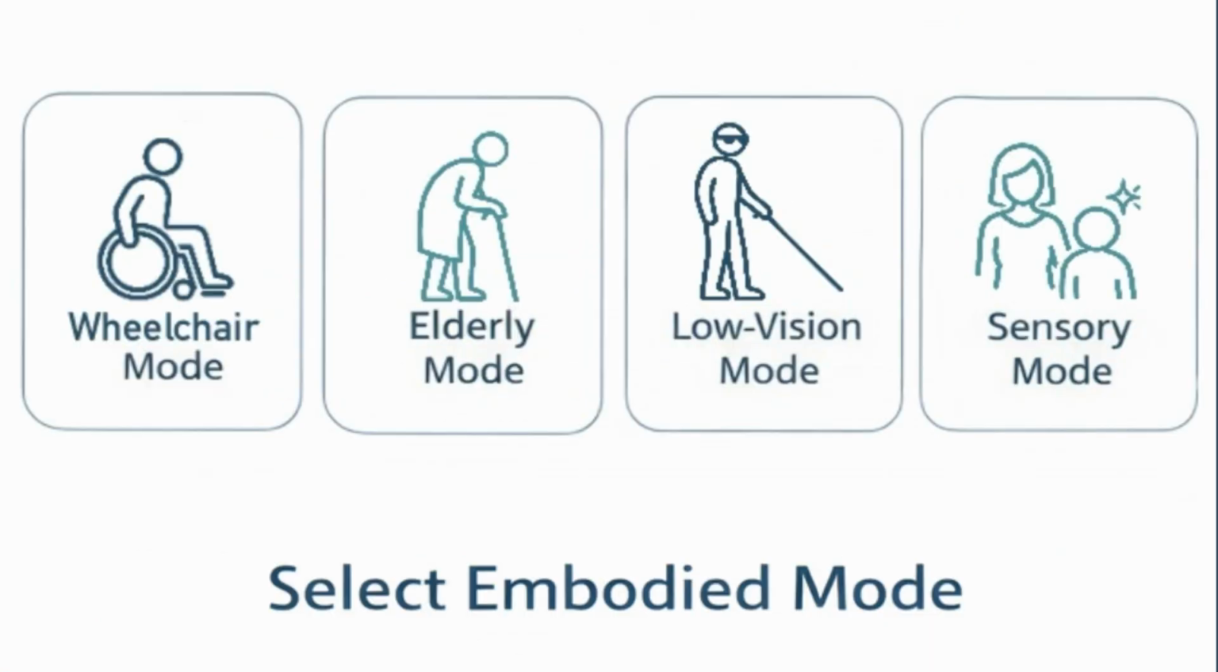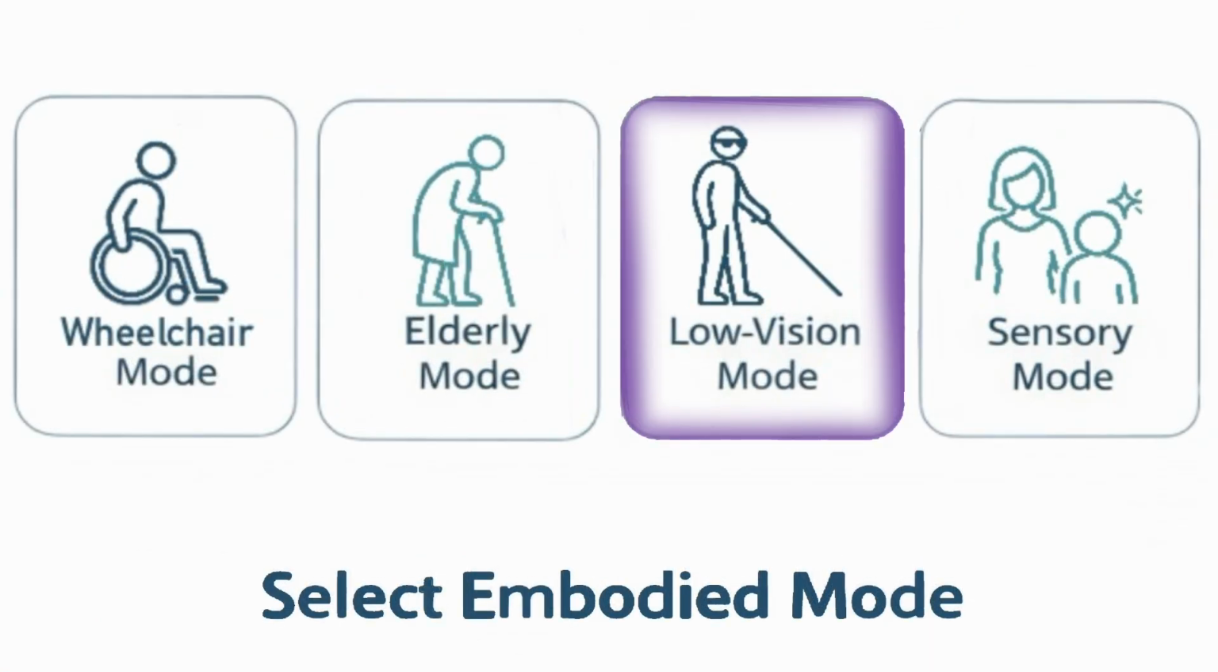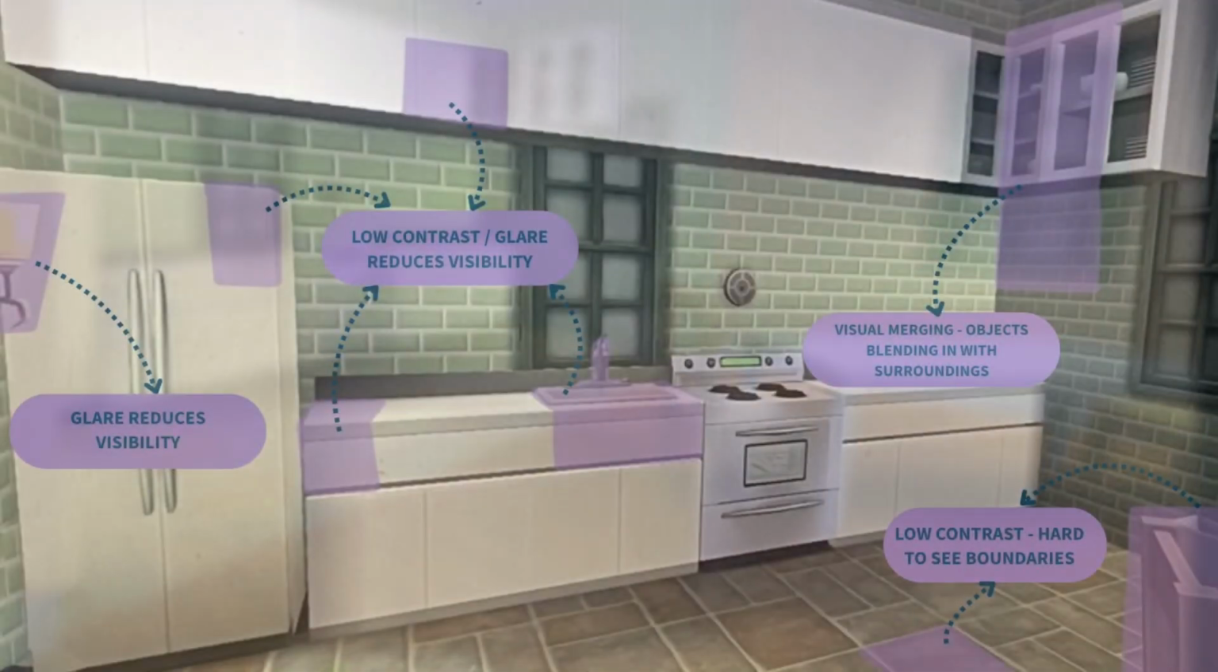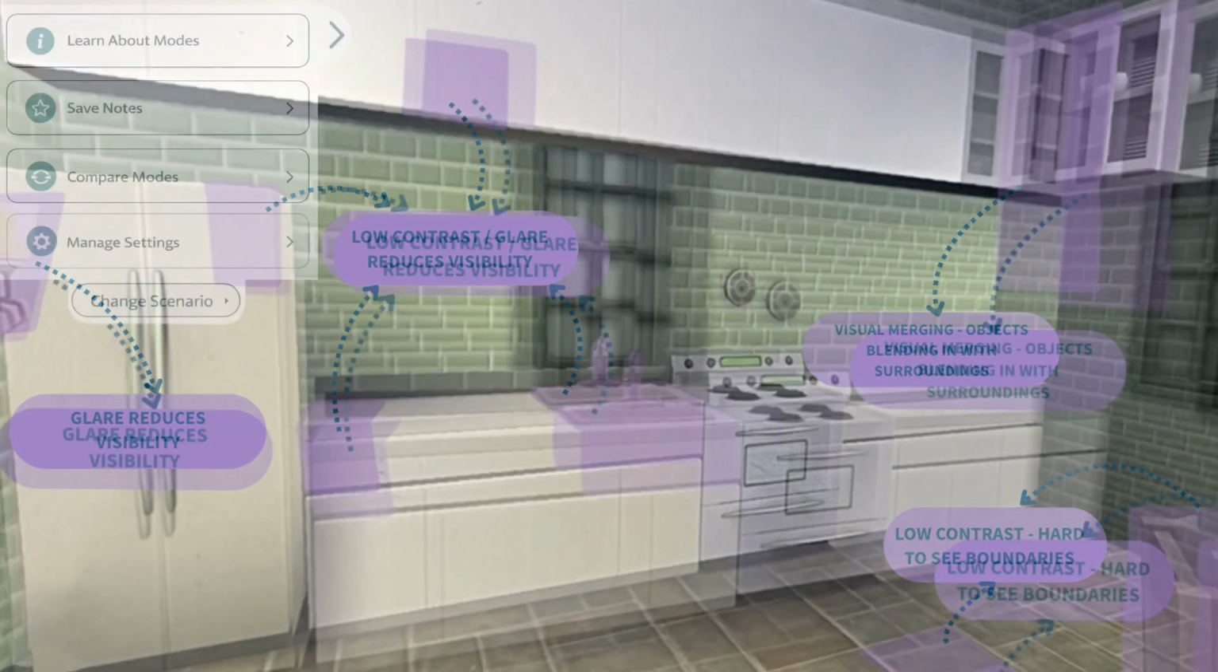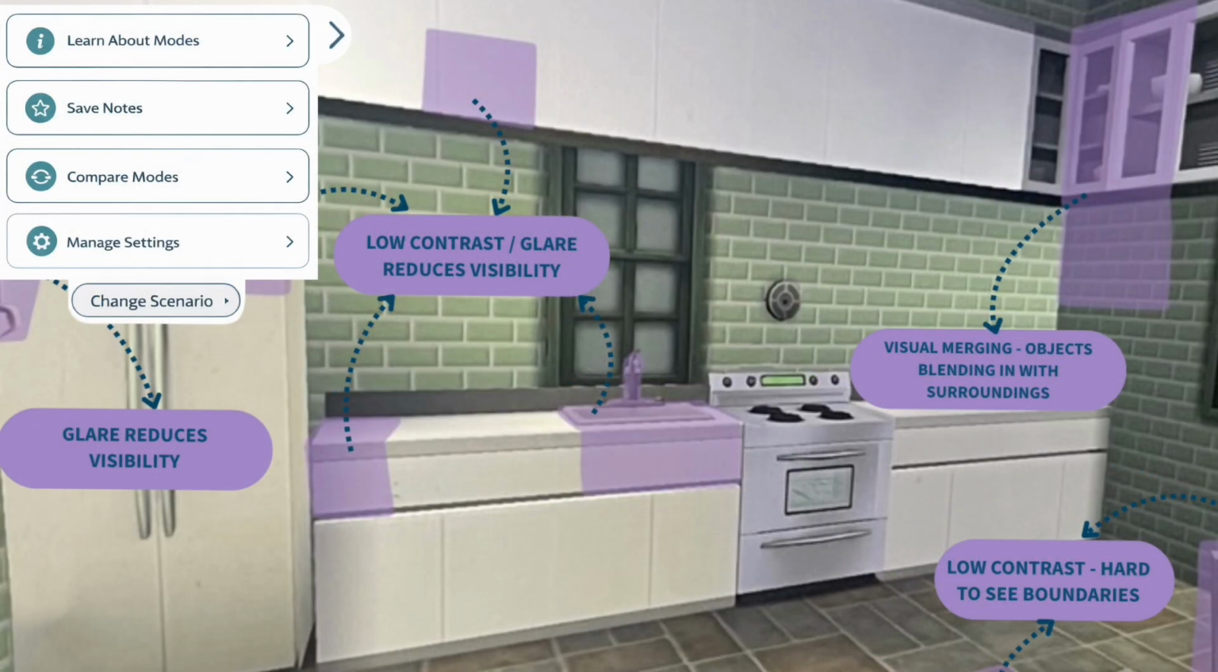Moving into low vision mode, the view softens and bright spots become harder to read. Even in a short walkthrough, you can see how quickly edges and surfaces start to blend together. The annotated image that follows is static, but in a real system you'd be able to move around the space freely, with labels appearing as you encounter barriers or moments of difficulty. For now, the still image keeps everything clear and consistent.